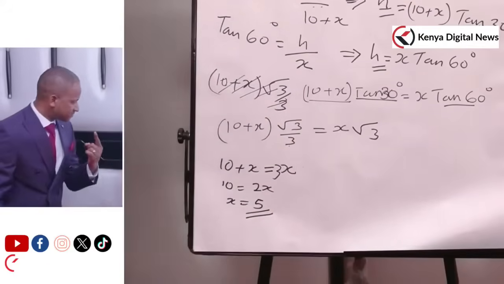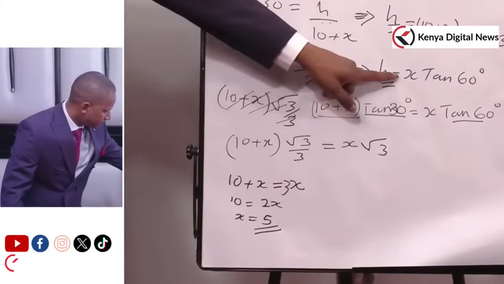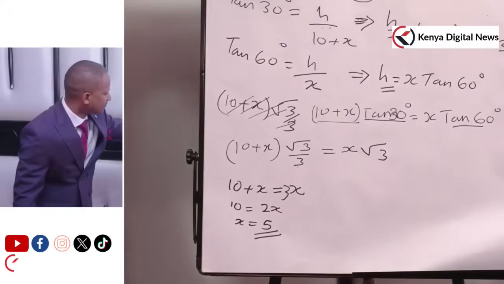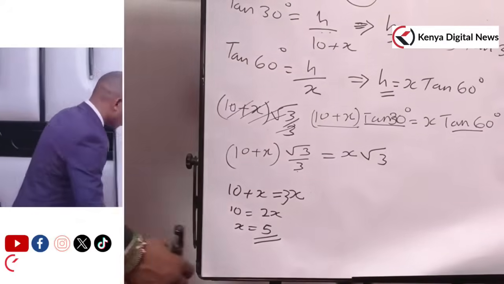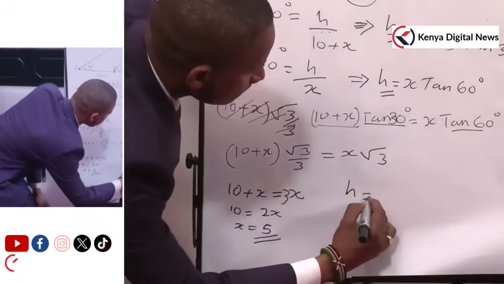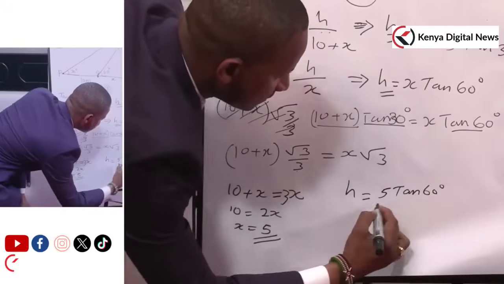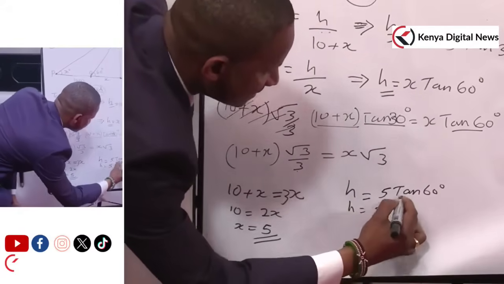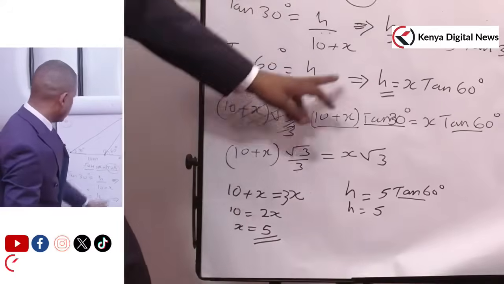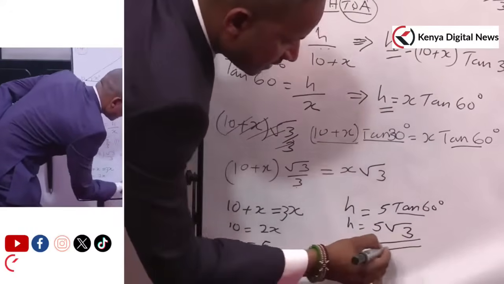So if x is 5, what is h? You just come here and replace, because that is what we want. We don't want this x, but it helps us to get h. So if x is 5, our h becomes 5 tan 60. We've already gotten tan 60. Tan 60 is root 3. So this is our answer.